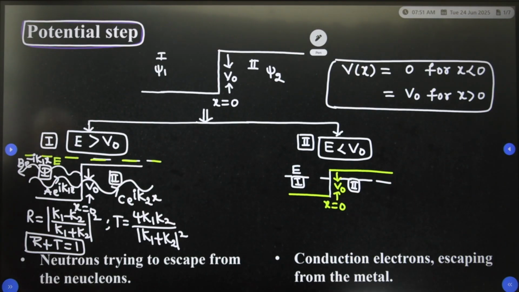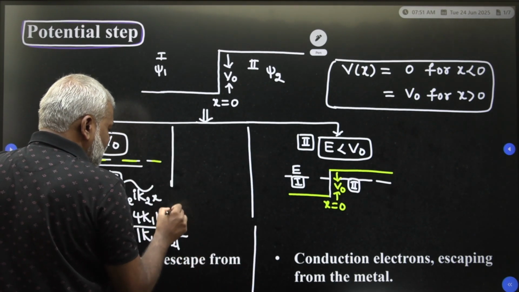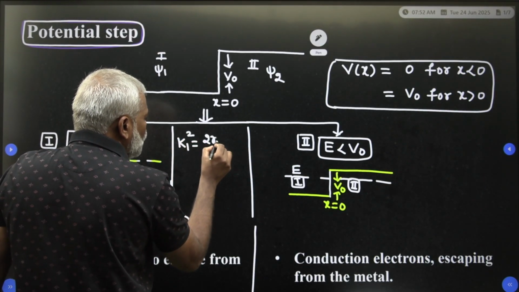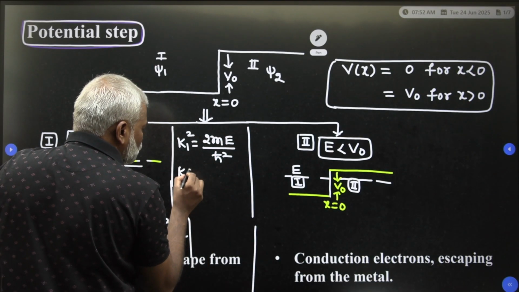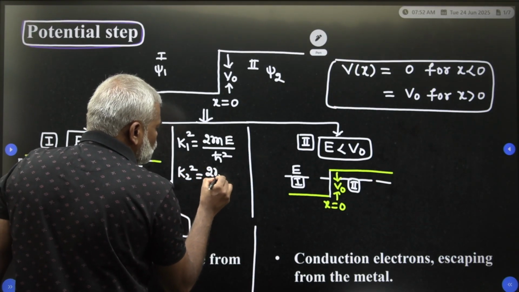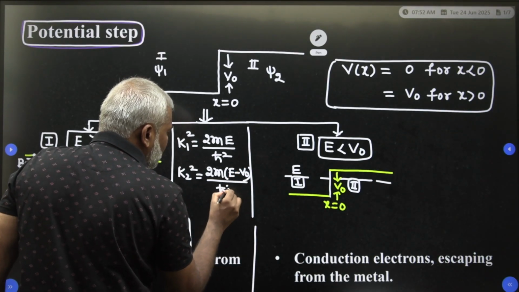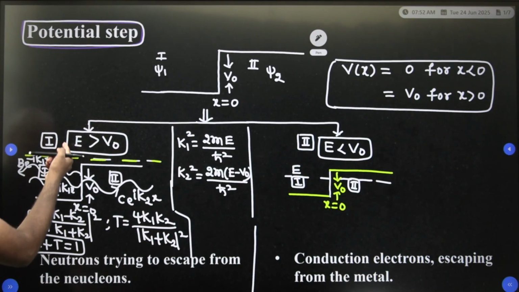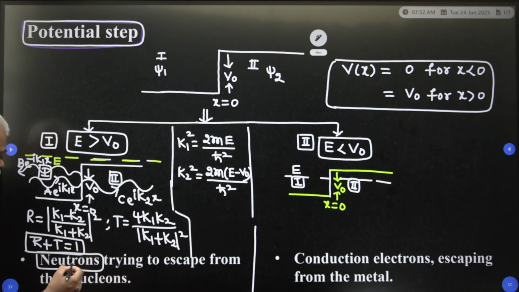Yesterday we discussed these things, where k1 is one constant and k2 is another constant. You have to define them. So, what is your k1? k1 square is equal to 2mE divided by h cut square, and k2 square is equal to 2m into E minus V naught divided by h cut square. This is your k2 value. Clear? Now, an example: when E is greater than V naught, neutrons are trying to escape from the nucleons.